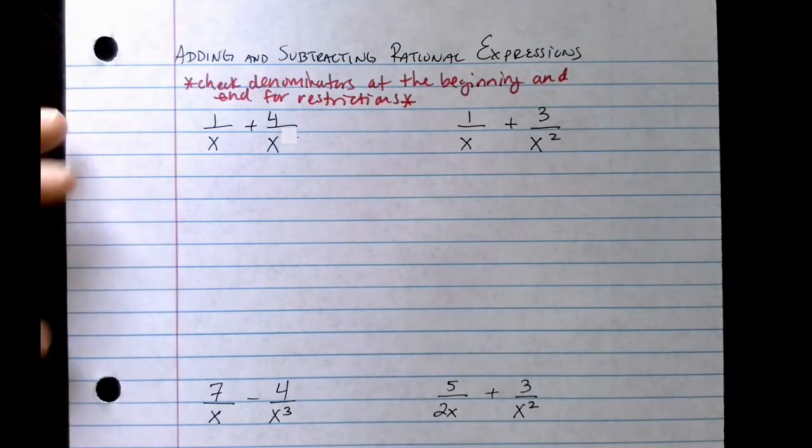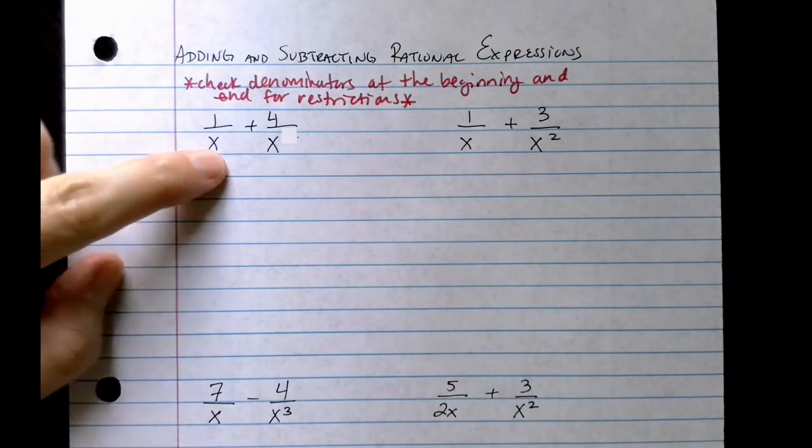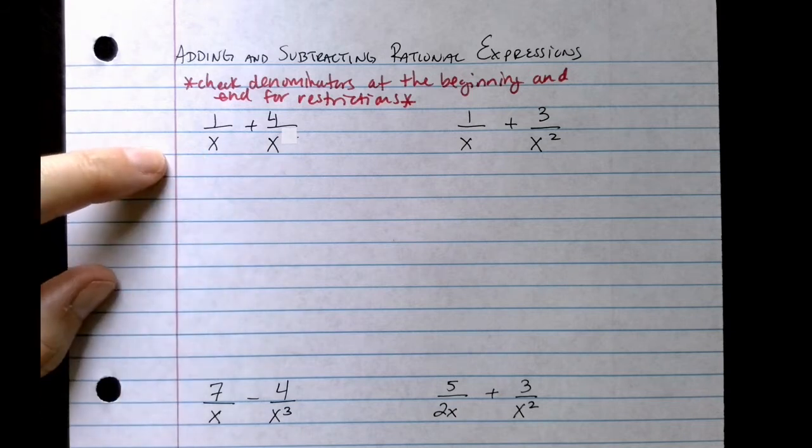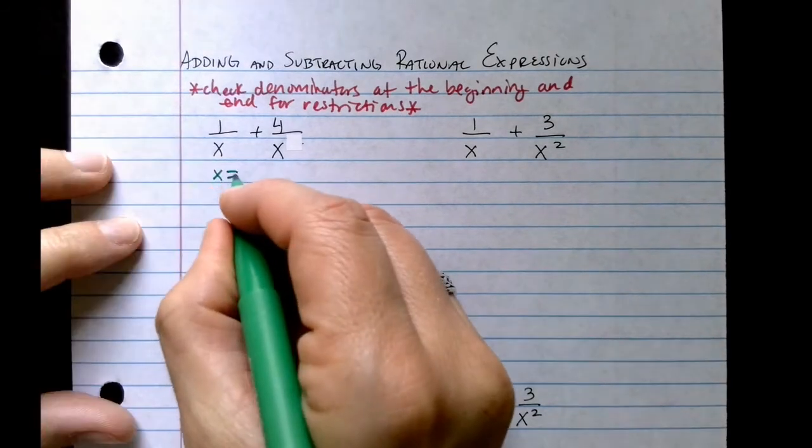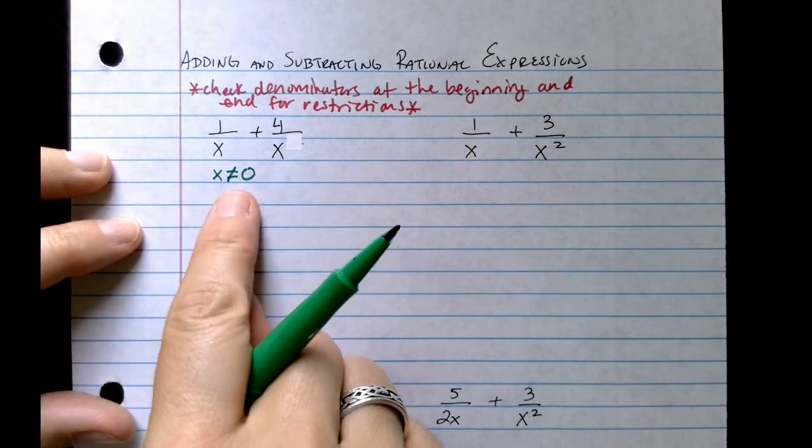Okay, so let's look at the first example here. I have an x and an x as my denominator. So what are my restrictions? In other words, what's a number I cannot put in that x spot? Well, when x is the denominator, I can't have 0. So my only restriction in this case is 0. So just say x cannot equal 0.